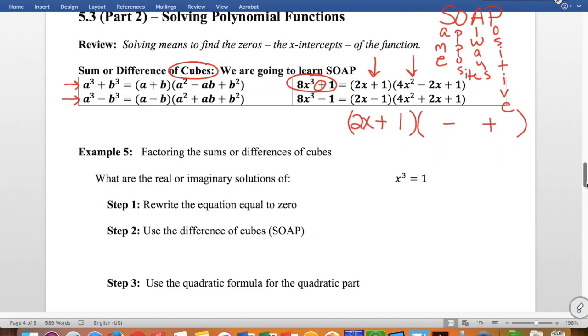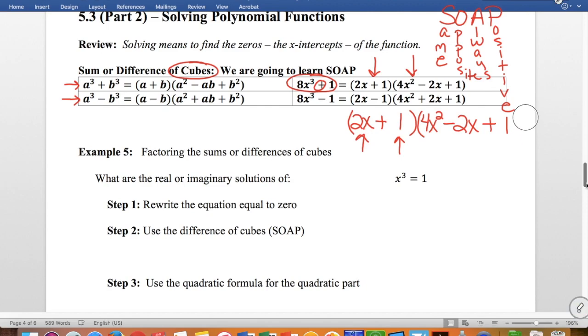To fill in your trinomial, you're going to square your first term, the first part of the parentheses. So 2 squared is 4, and x squared is x squared. You're going to square the second term in your binomial. 1 times 1 is 1. And then you're going to multiply these two together. So 2x times 1 is just 2x. So again, look at what we get: 2x plus 1, 4x squared minus 2x plus 1. So we know we got the right answer.